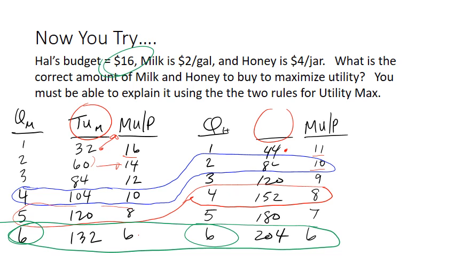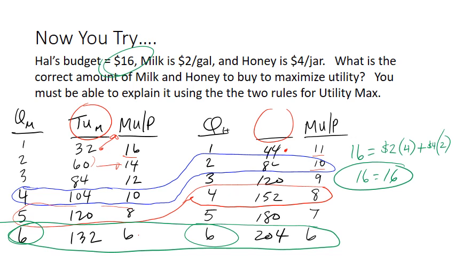Okay, when you test all of these, you're going to find out the only one that you can afford and that will actually land you on your budget constraint is when you are going to take $2 for milk multiplied by 4 units of milk plus $4 for each jar of honey multiplied by 2 jars of honey. And of course, 16 equals 16. You know you're on the budget constraint, and you've got an MU over P that is equalized for both of these goods. That's going to be your solution.